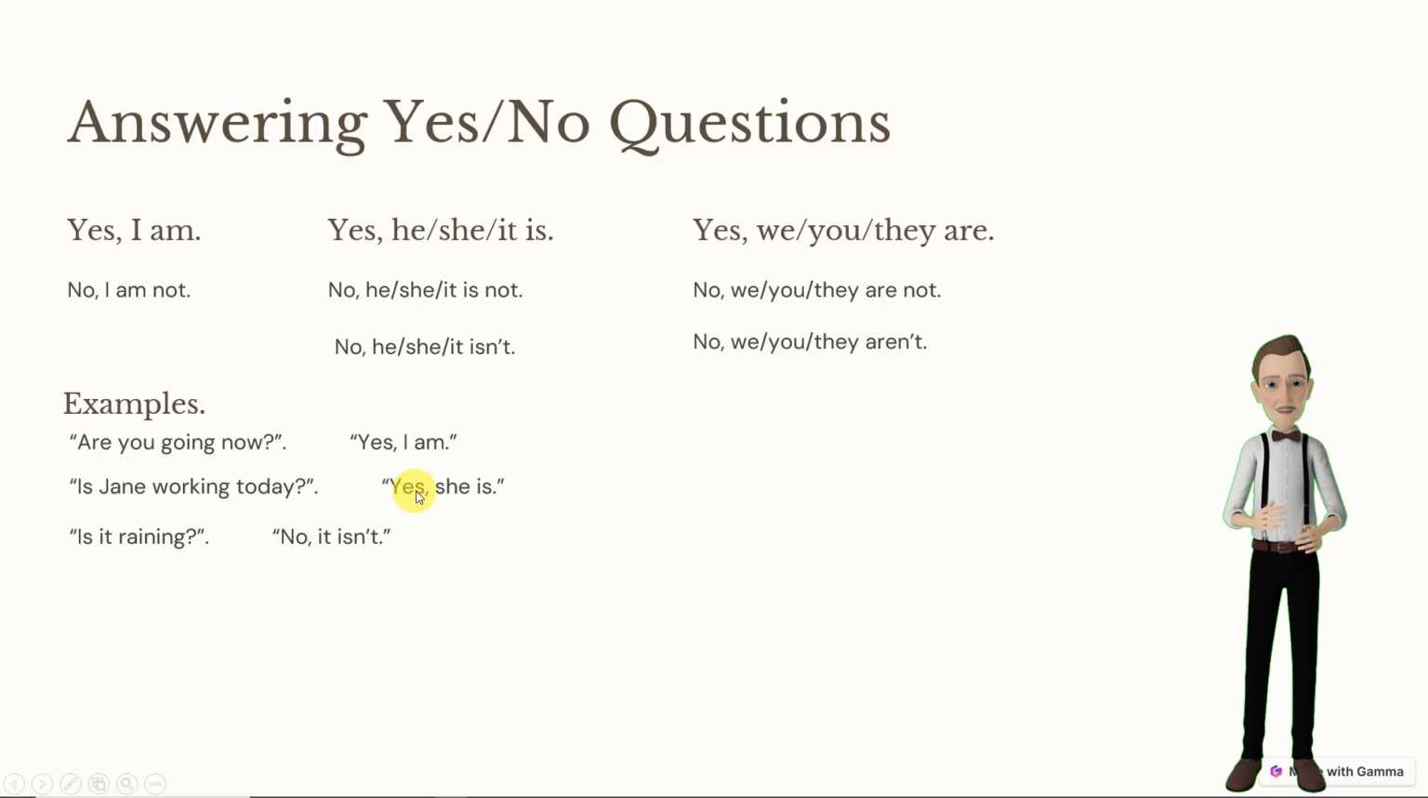Also, again, you cannot say she's. Right? You've got to say she is. Is it raining? No, it isn't. Great, guys. Now you've got the basics of answering yes/no questions.